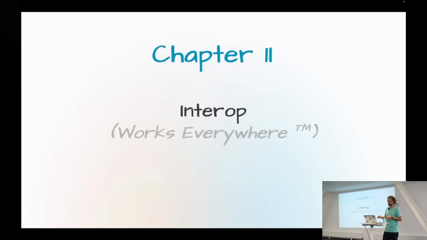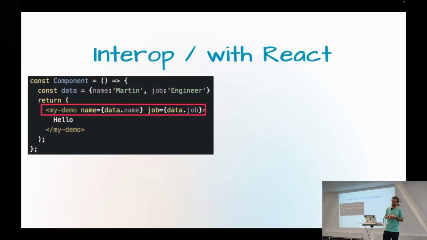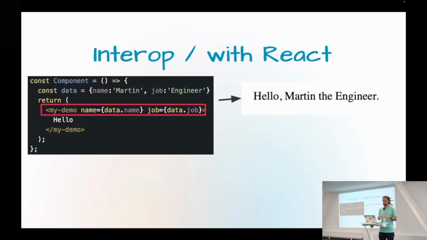All right, what about interoperability? Because the trademark of web components is write once, use everywhere, or it works everywhere. Does it? Well, I'm using React a lot. Probably you're also using React. So React and web components, what kind of issues can happen? Let's say we have this very simple React component, which has some data object, and we want to use my demo custom element, which specifies attributes as its API to configure the template, right? So if I render this via React, it will output, hello, Martin, the engineer.